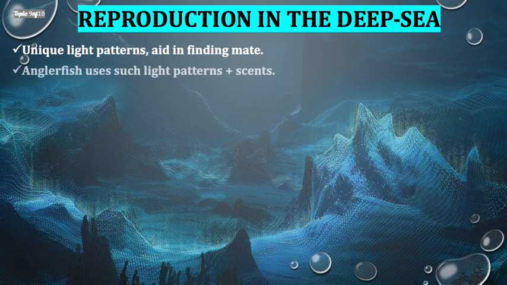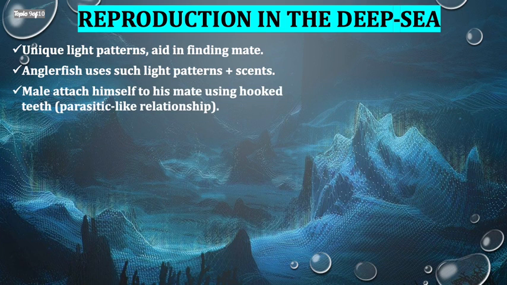Perhaps the most common way to find a mate in the deep sea is to use unique light patterns. In fact, the anglerfish uses such a light pattern on its tail, as well as scents, to find potential mates. And once a male anglerfish has found its female counterpart, the male attaches himself to the female using his hooked teeth.